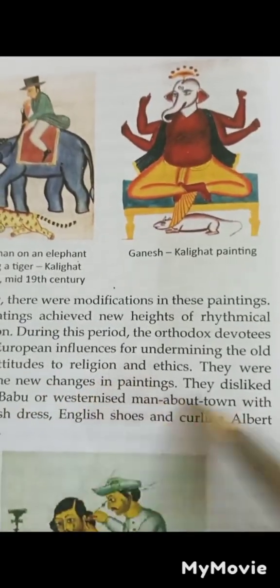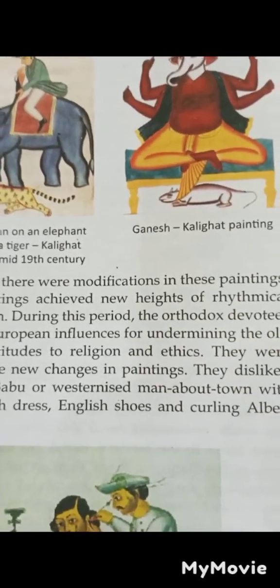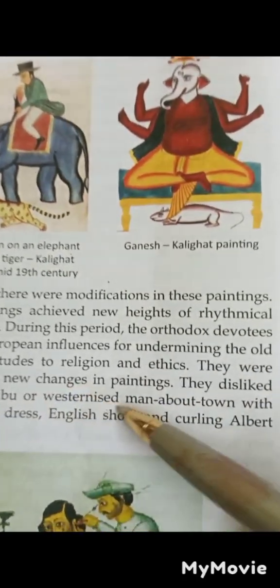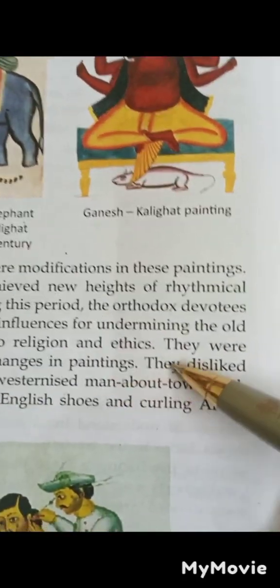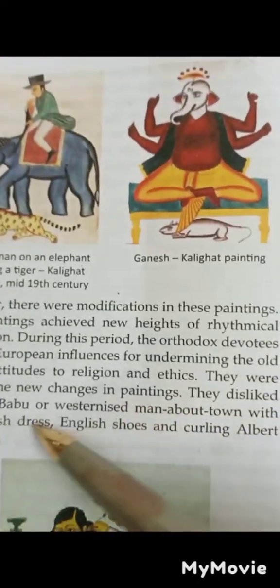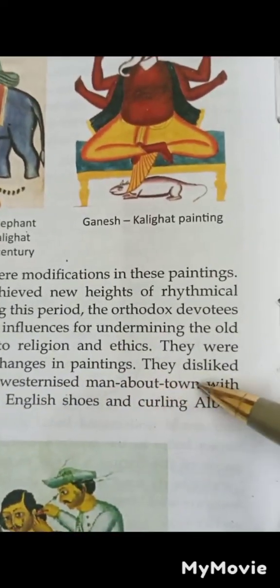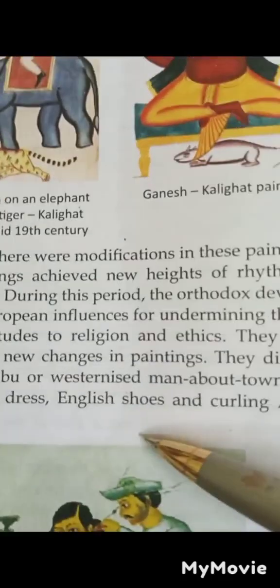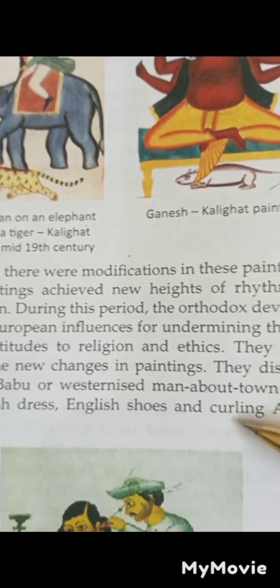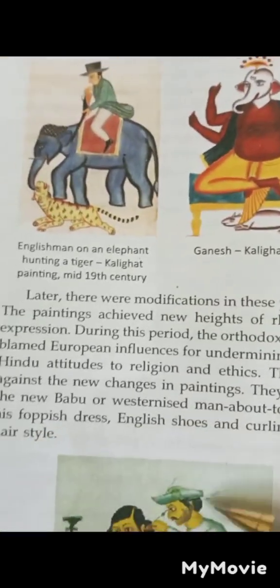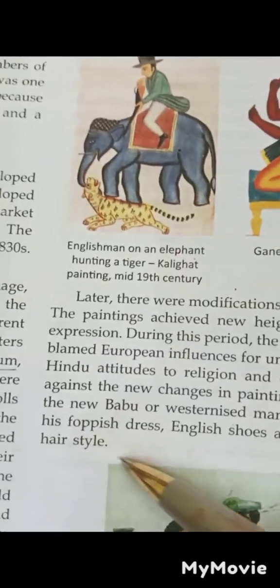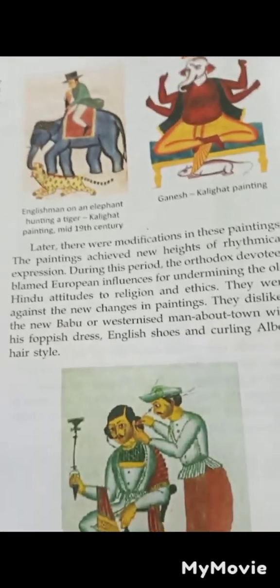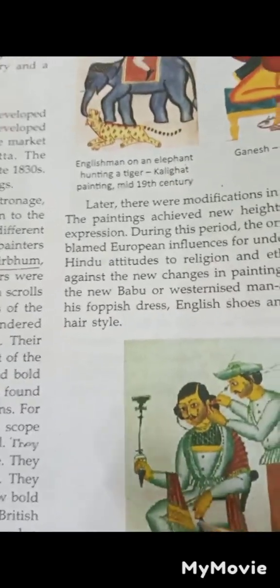during this period. The orthodox devotees, Hindus, had an attitude to religion and epics. They were against the new changes in painting. They disliked the new Babu, or westernized man about town, with his foppish dress. So here what happened when the painters started painting something new, stylish, bright.